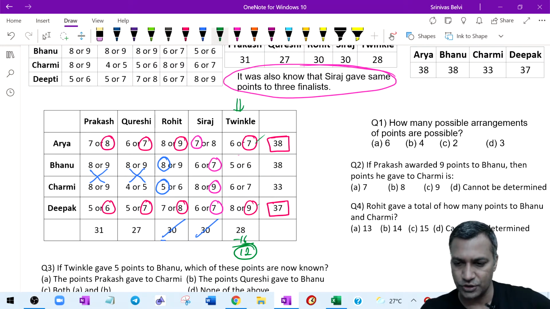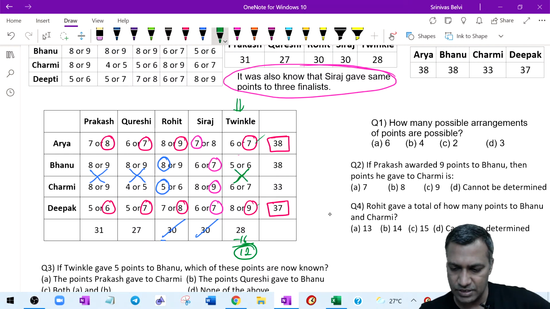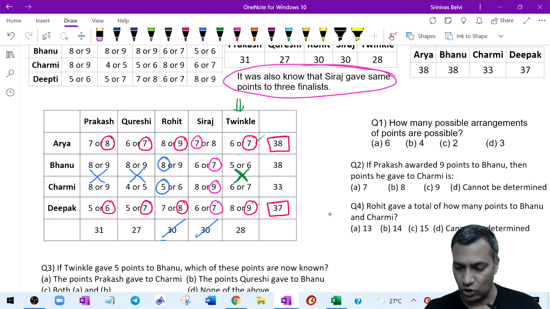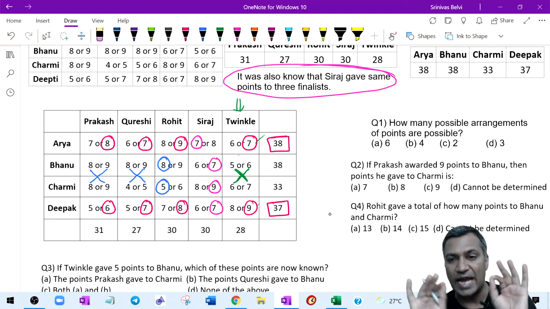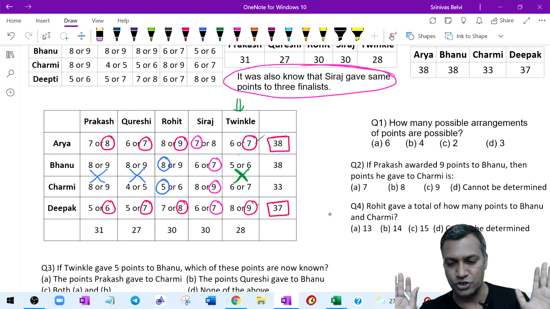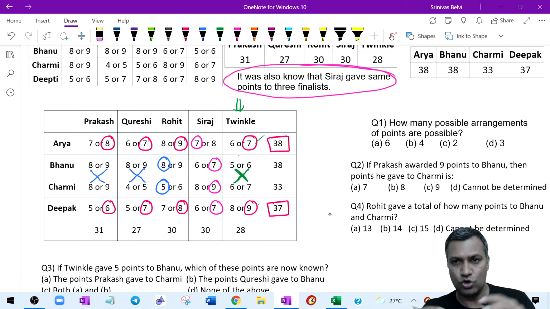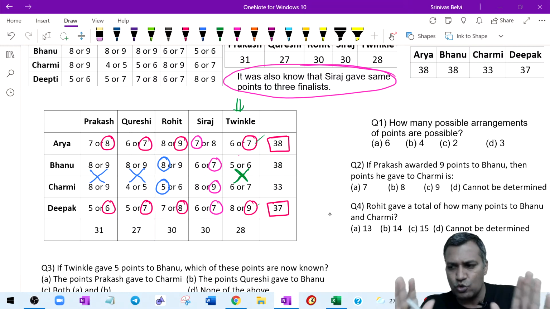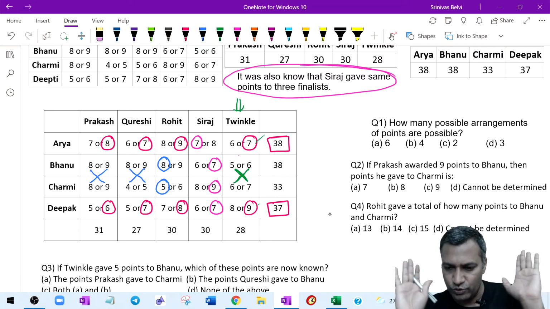I can use this cross. 6 plus 6 can be 12, or 7 plus 5 can also be 12. Therefore, the point is what? I can only get the partial information. I cannot complete it. I cannot close it. There is no closure to this particular set. You will be stuck somewhere in between and you have to work with the questions from here, right?